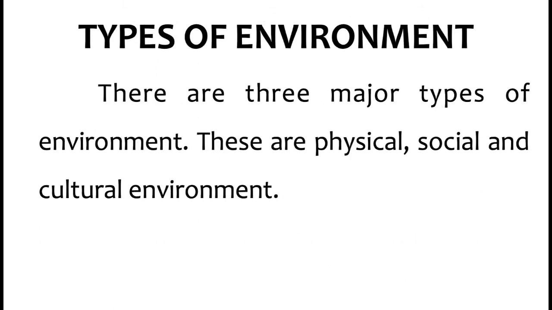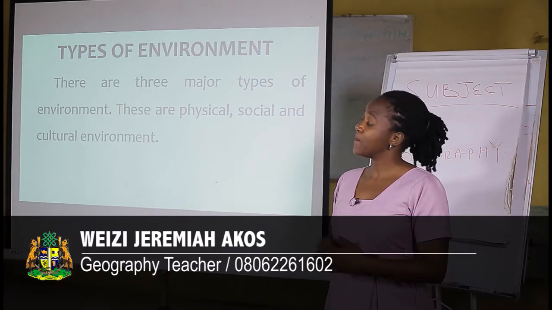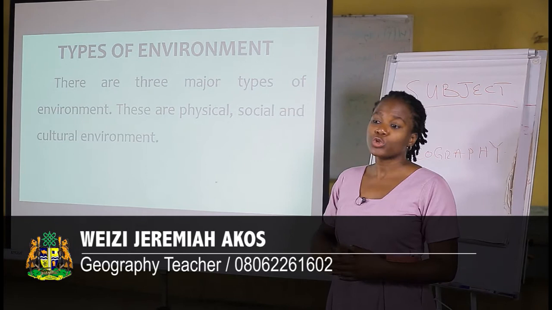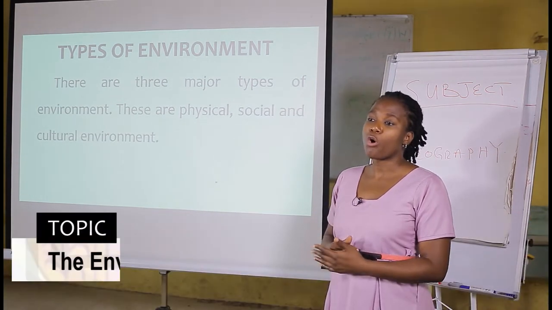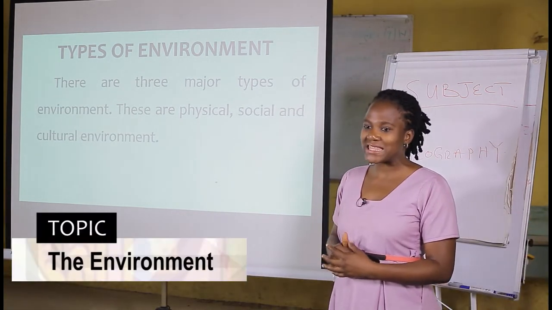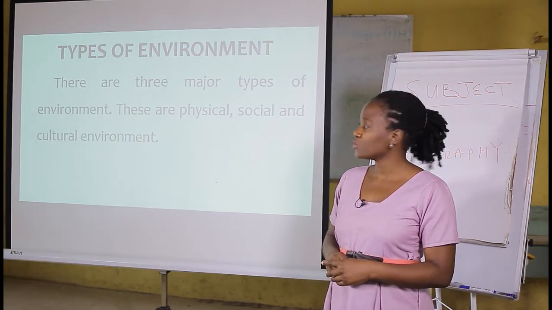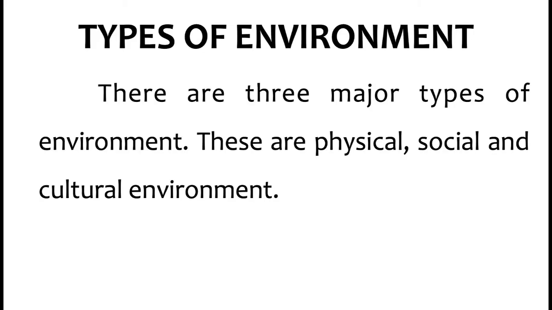Now we'll look at types of environment because we're looking at where plants or animals live, so we would have different types of environment. What then are the types of environment we're talking about? We have three major types of environment. We have the physical environment, the social environment, and the cultural environment.